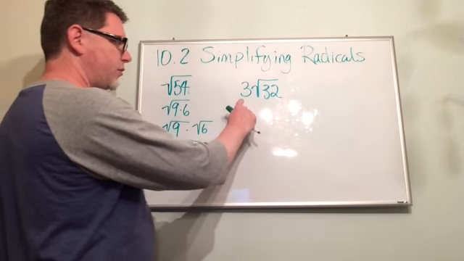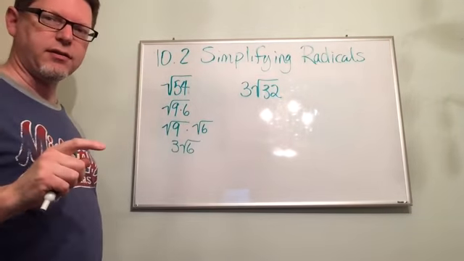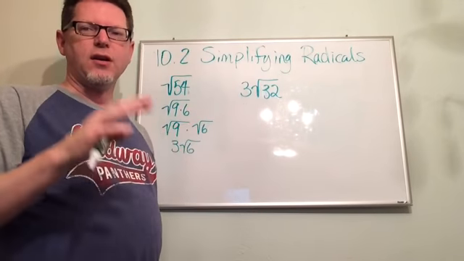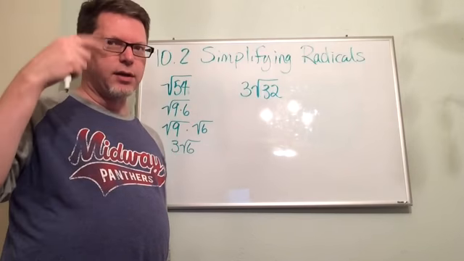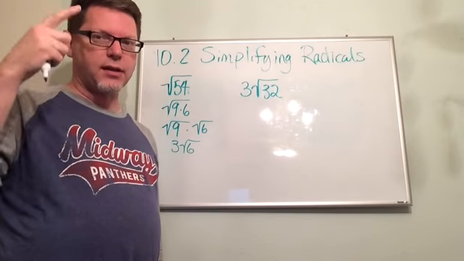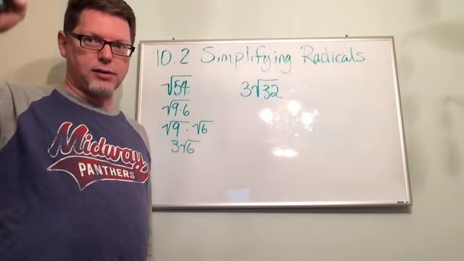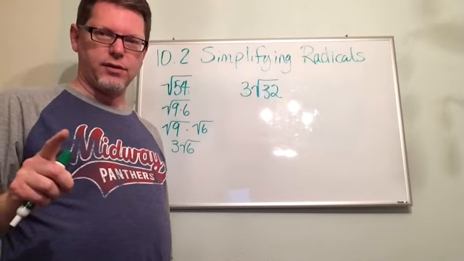Well, let's go over here and we've got 3 times the square root of 32. Can I simplify that any farther? So I first of all just look at what's under the radical, 32. Are there any perfect square factors of 32? And you're probably thinking in your head, 4 times 8. But don't stop there because 4 is not the highest perfect square factor. 16 is actually the perfect square factor.